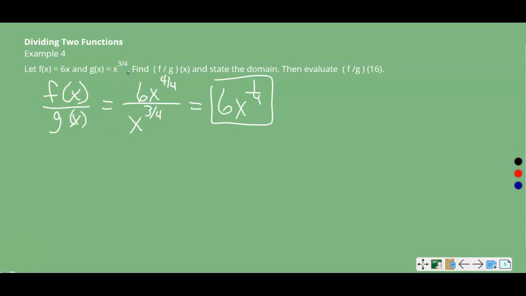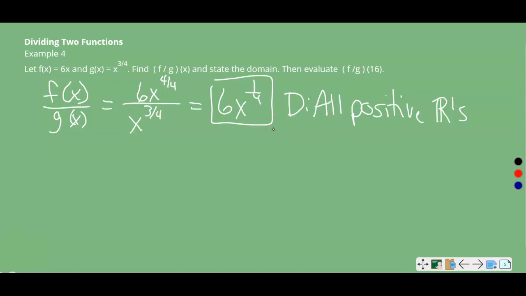So it's going to have to be all non-negative real numbers, so all positive numbers. So the domain is all positive reals, not including the 0 this time. This time you cannot include 0 because 0 would make this function undefined when you divide, so you can't divide by 0.